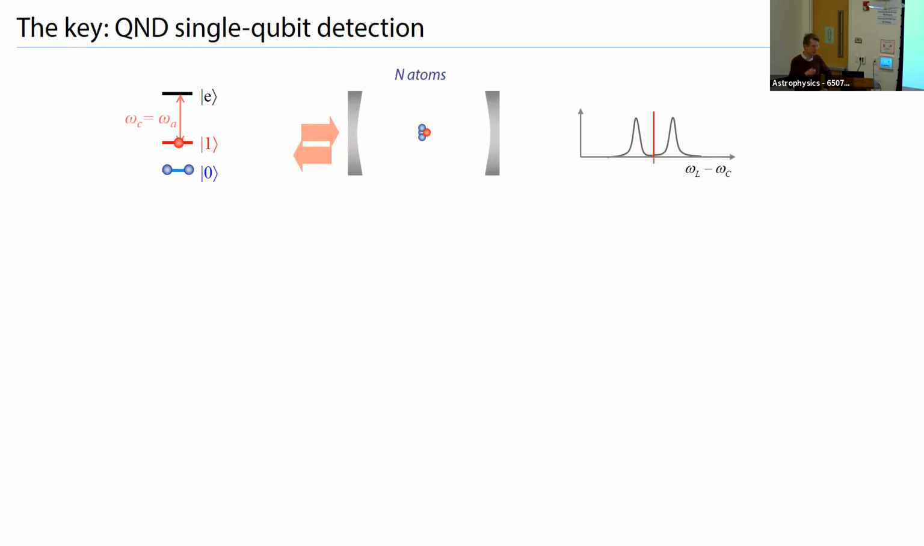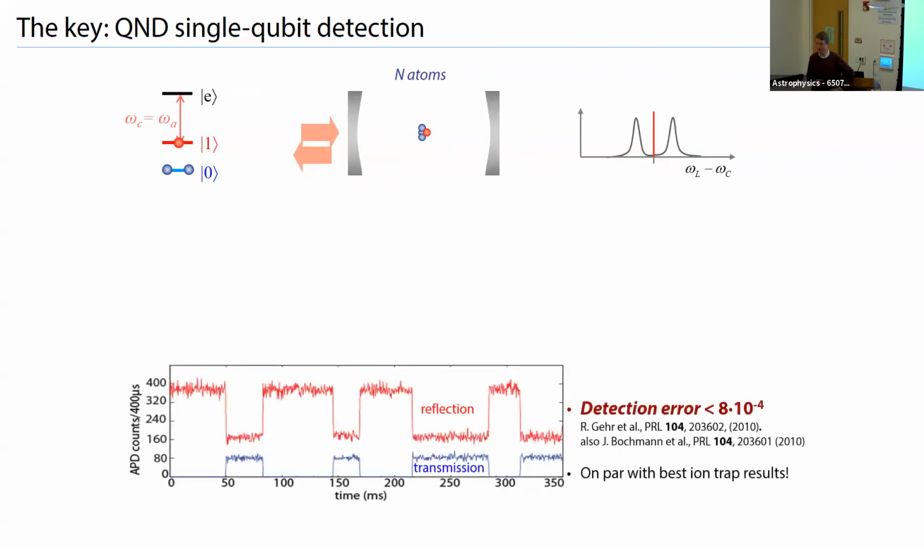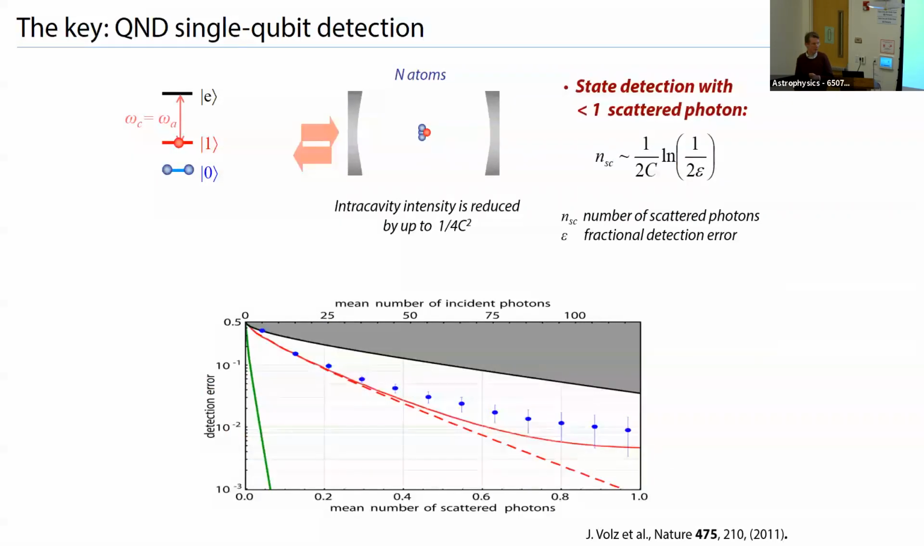And this reflection will be actually quite complete, so you get a very high contrast. And so this simple effect makes an excellent single qubit detector with a detection error that can be in the 10 to the minus 4 regime, which is as good as the best ion trap detectors. But still better than that, because these atoms actually never see the resonant light, because either they are in this state, then the light is in the cavity but it's not resonant, or in that state, the light is resonant but doesn't even enter the cavity. This effect just means that you can do this detection with very little spontaneous emission.